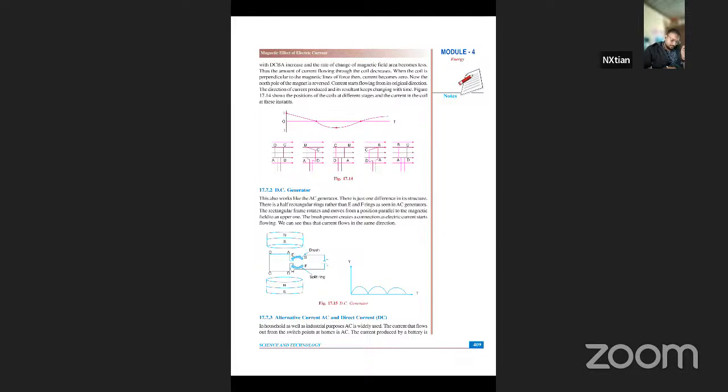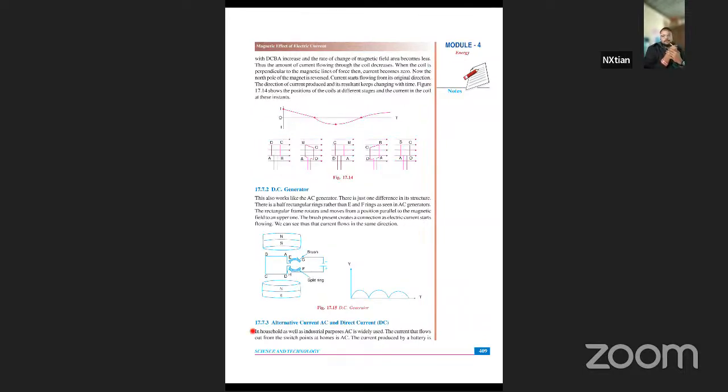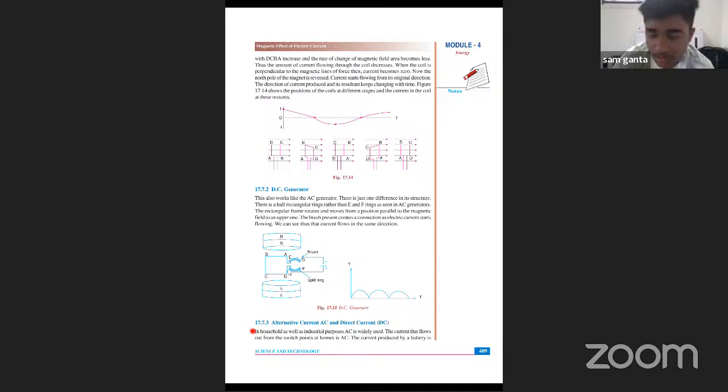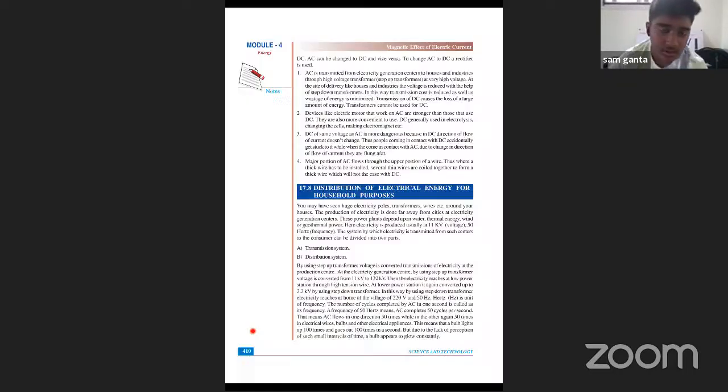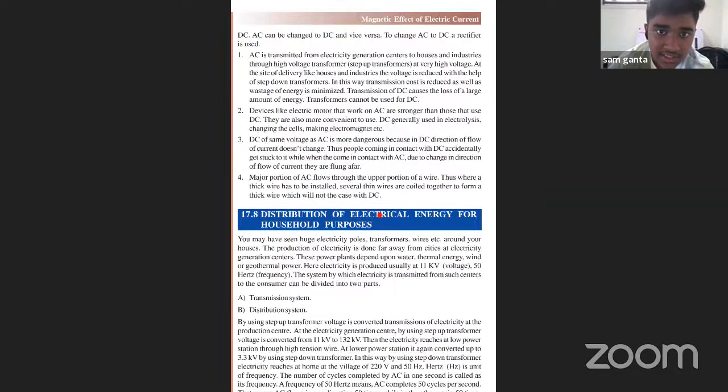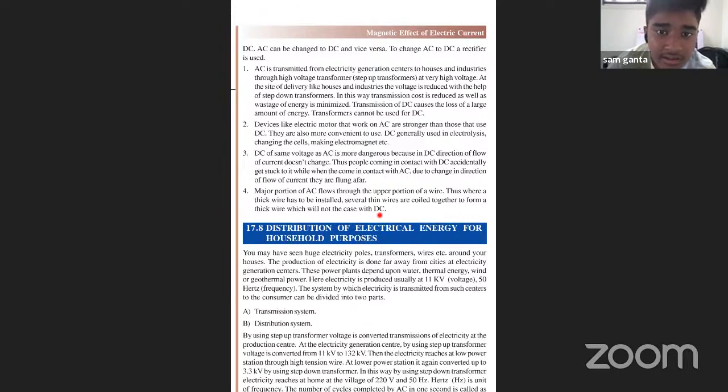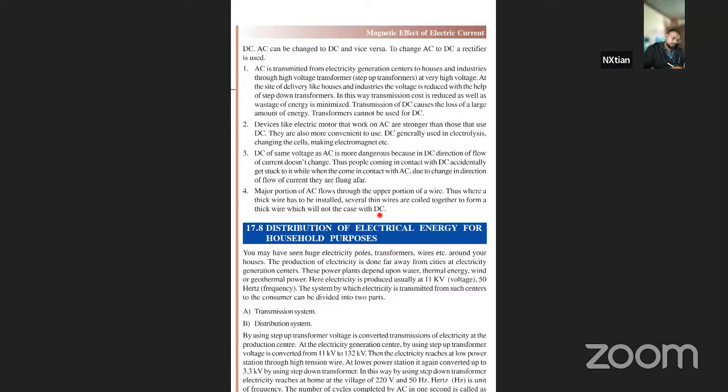So can you read this? Sam will read this. Alternating current and direct current are used in households as well as for industrial purposes. AC is widely used. The current that flows out of the switch points at home is AC. The current produced by a battery is DC. AC can be changed to DC and vice versa. To change AC to DC, you need a rectifier. So basically, a rectifier is used.